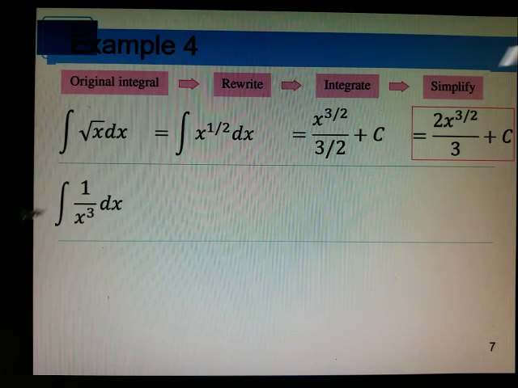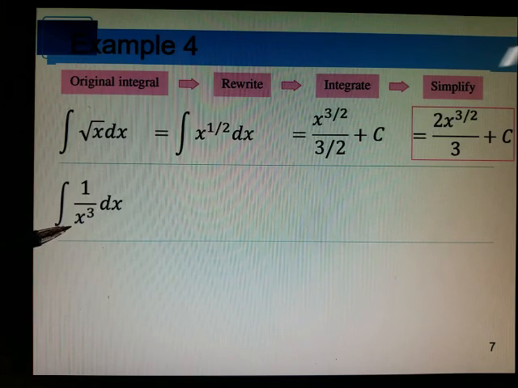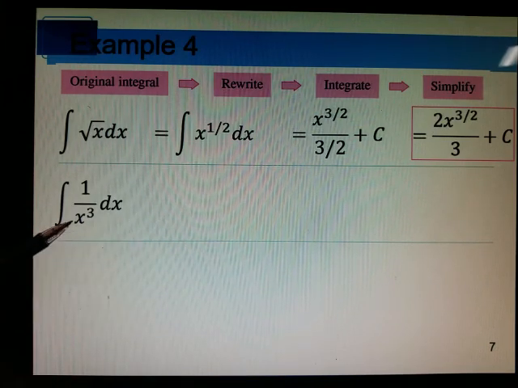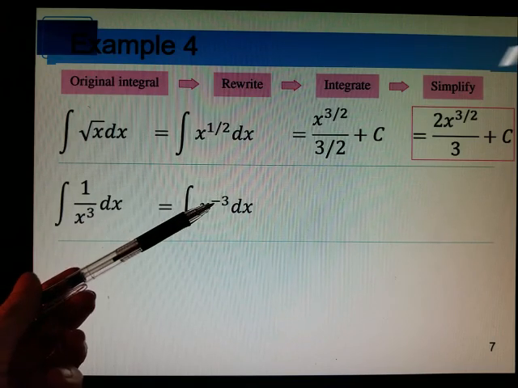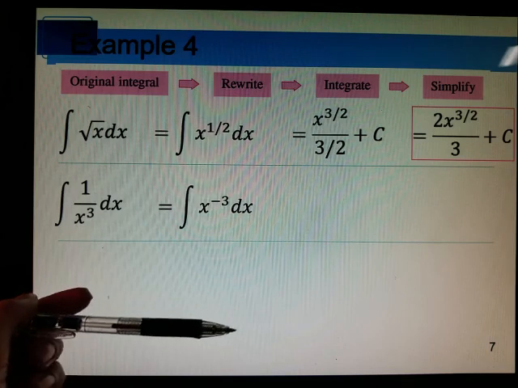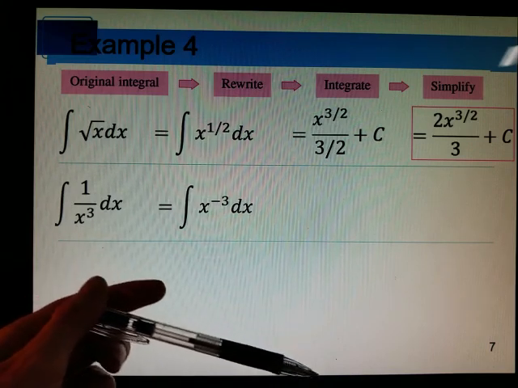Right, integrate 1 over x to the 3rd. So you want to rewrite it first. So I need to bring that up. So that would be x to the -3. Add 1 to -3. Adding 1, think about on a number line, adding 1, you're going to the right one. That means you're going to -2.